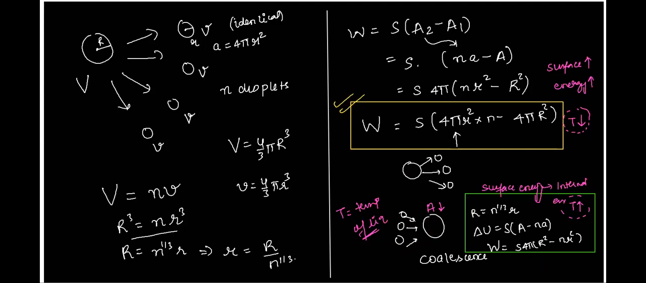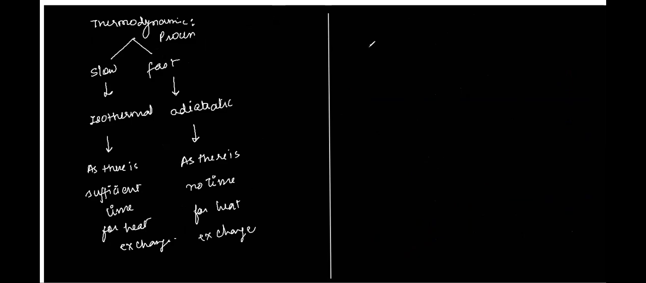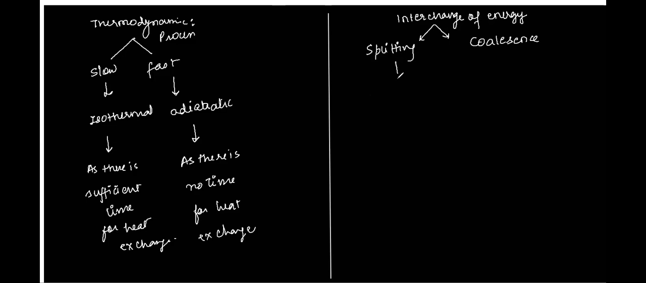So basically this is happening. Whenever there is a splitting or coalescence taking place, I'll maybe write a summary chart here. There is actually an interchange of energy happening in the liquid. In case of splitting, when one droplet has split into several droplets, I can clearly see that there is an increase in the surface area. As there is an increase in the surface area, the surface energy increases.